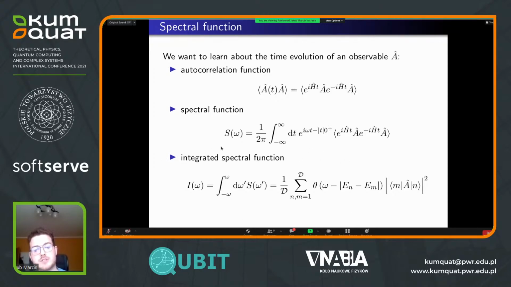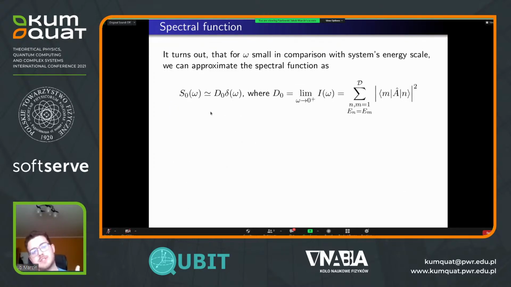So we would like to know something about how this function behaves for very small omegas, that is, very long times. And it turned out that for this omega small in comparison with the system's energy scale, that means for long enough times, we can approximate the spectral function as something proportional to the delta function, where this D0 is just the zero frequency limit of this integrated spectral function. That is just the sum of squares of moduli of matrix elements over the same energies. So in case we have a non-degenerate spectrum of the Hamiltonian, this is just the diagonal part.